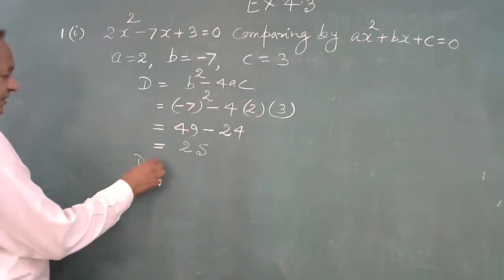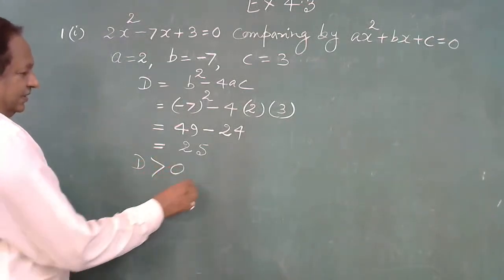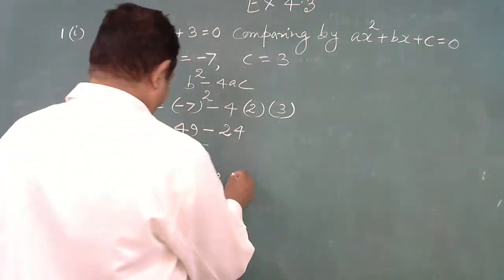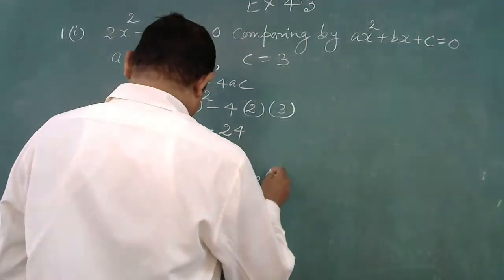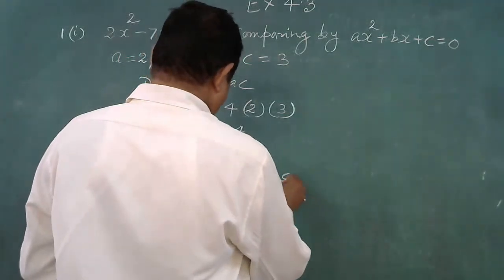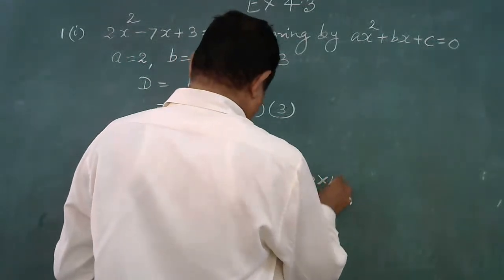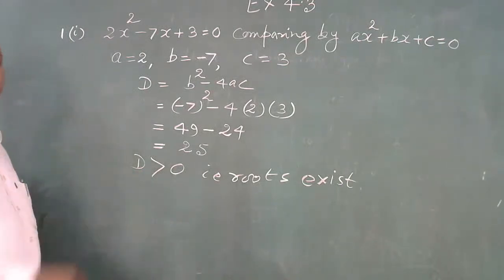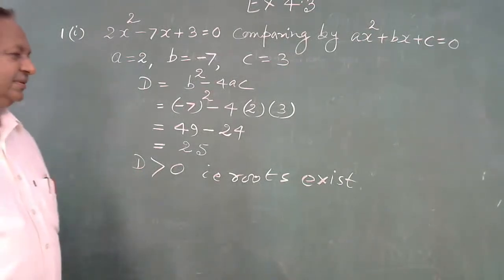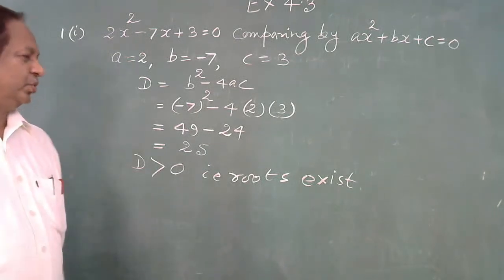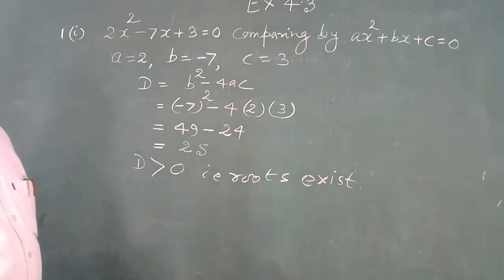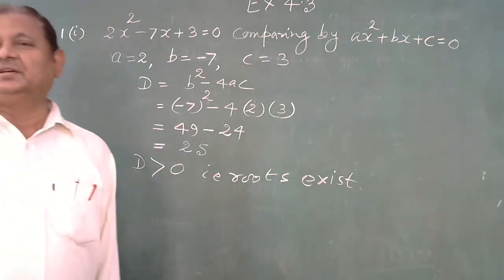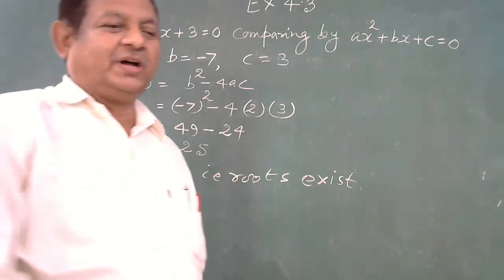So D is greater than 0, that is, roots exist. Roots exist if D is positive or zero. If D becomes negative, simply write roots do not exist. Now we have to solve this equation by the method of completing the square.